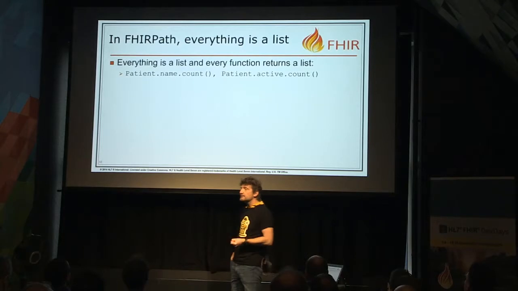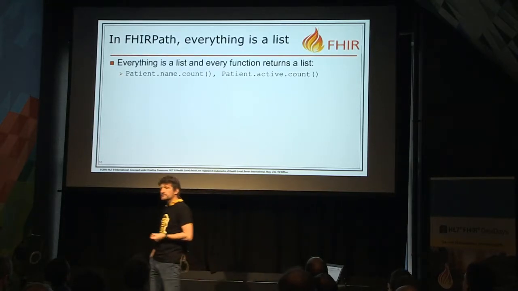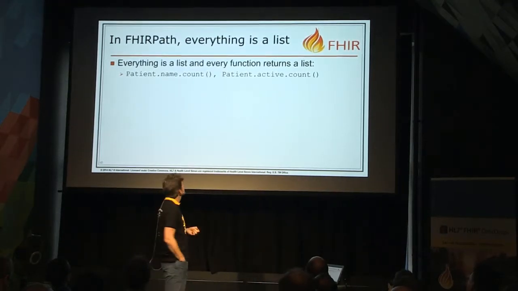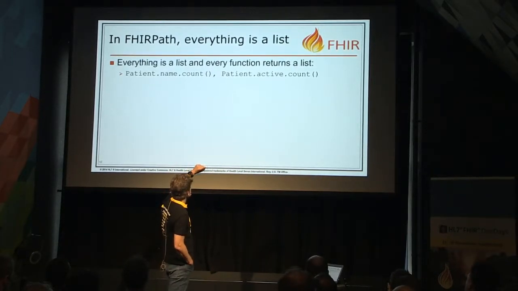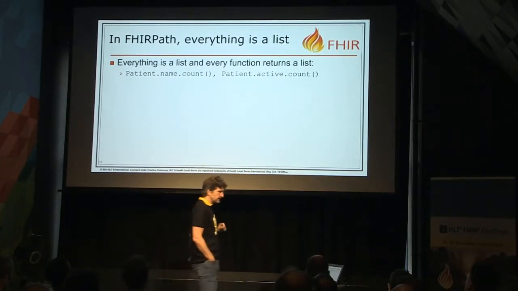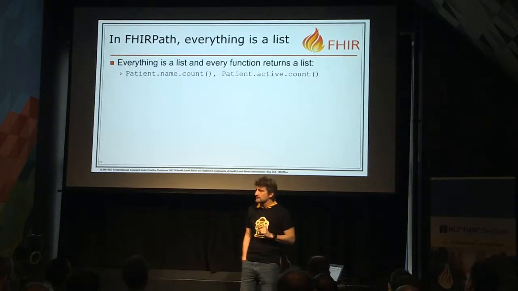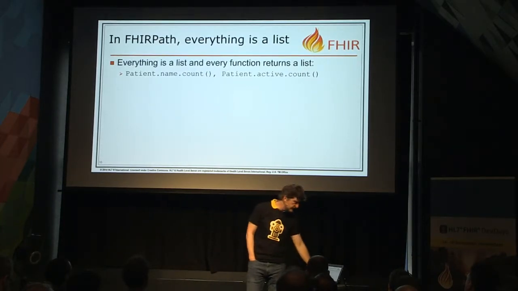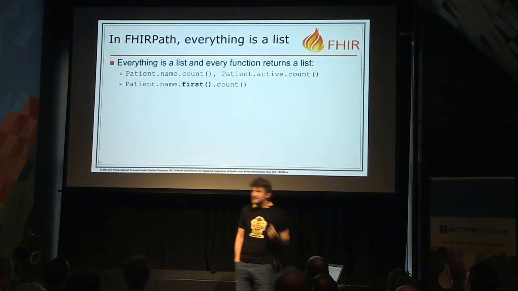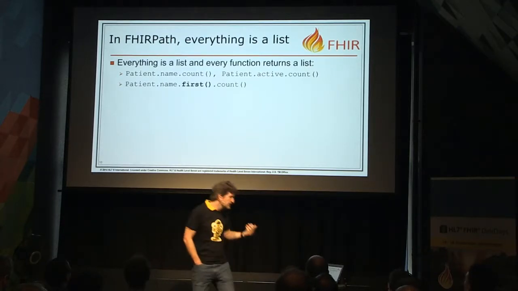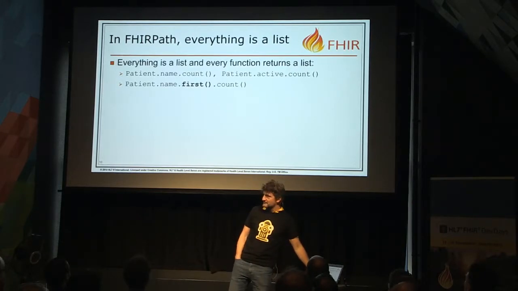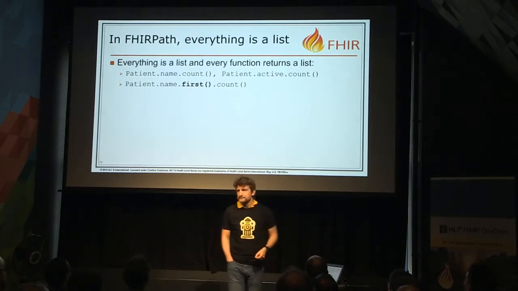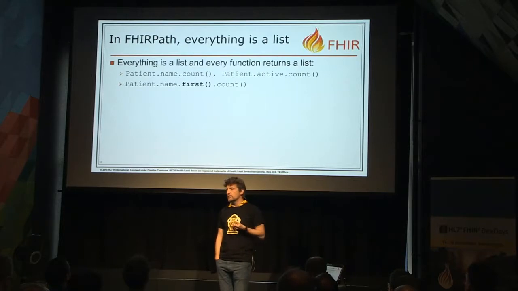Patient.name.count and patient.active.count in that way makes sense in FHIRPath, even though active has a cardinality of 0 to 1 and name has a cardinality of 0 to star, you can still count them. We don't make that difference. There's no need for it to do that. So you can even say silly things like, well, name.first is okay, but you could easily do patient.active.first.count, even if that doesn't seem to make sense. And in some ways, you don't know.